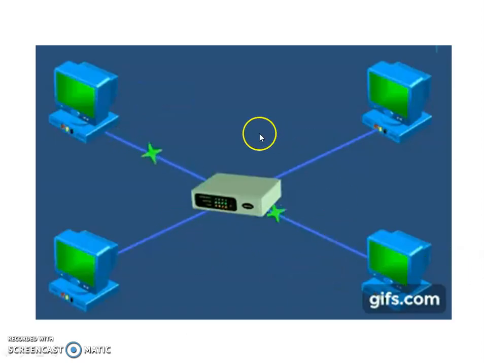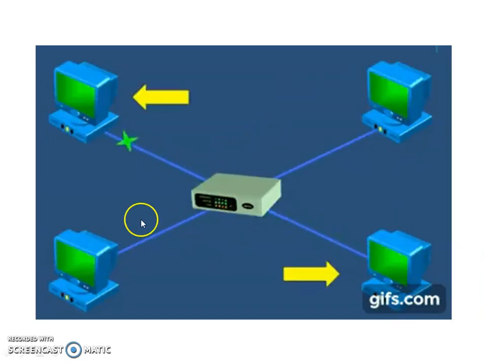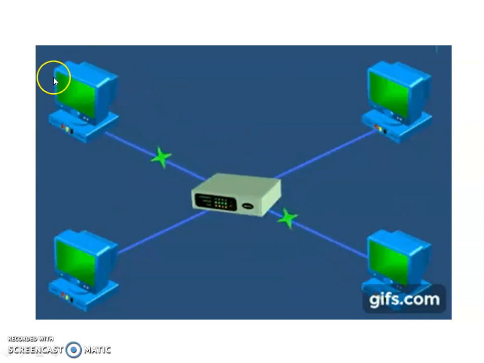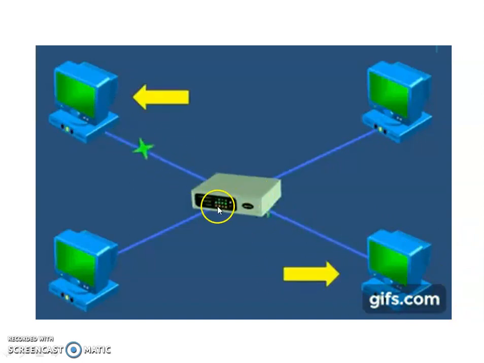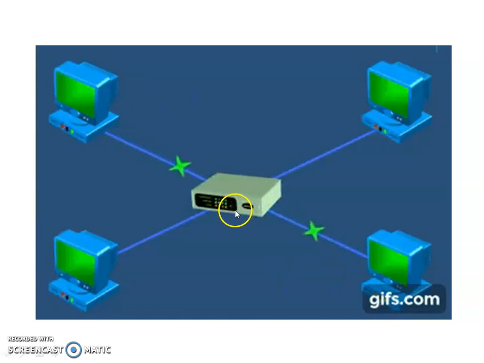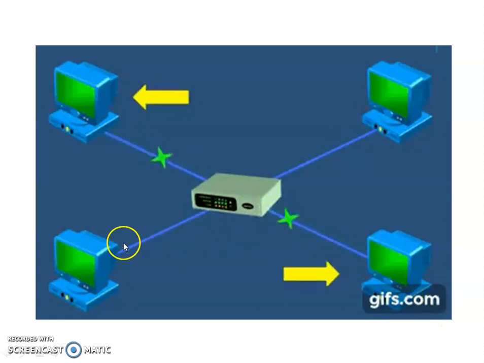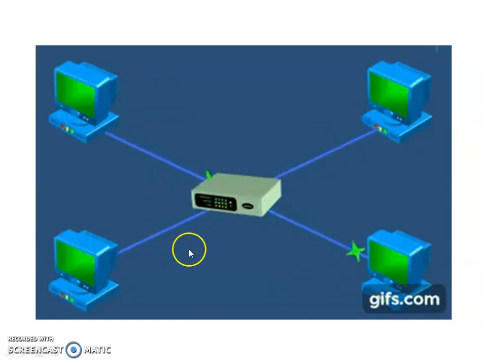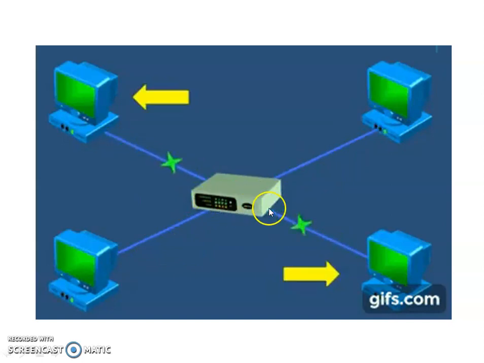Let us see how the switch works. Here 4 devices are connected to a switch, and if this device has to transfer data to this one, when the data packets reach the switch, it checks the destination address of the packet and redirects the packets only to the intended receiver. Unlike the hub, it does not send to all the nodes connected to it. Switch sends the data only to the intended receiver. So it is called an intelligent hub.